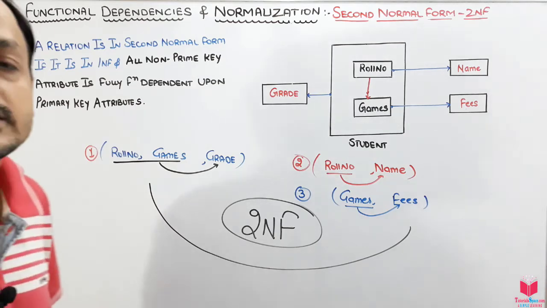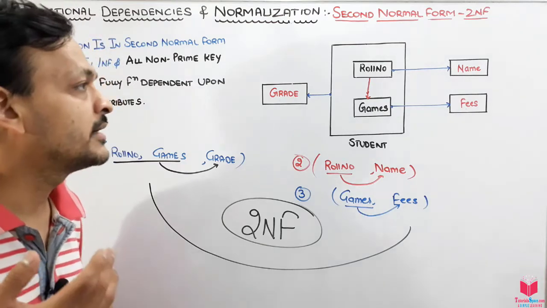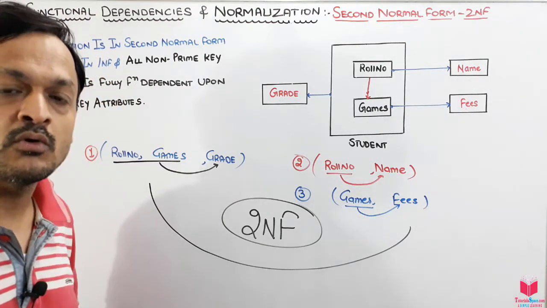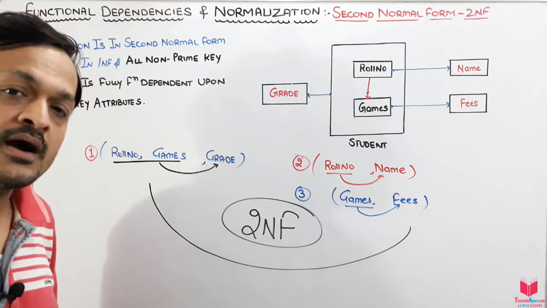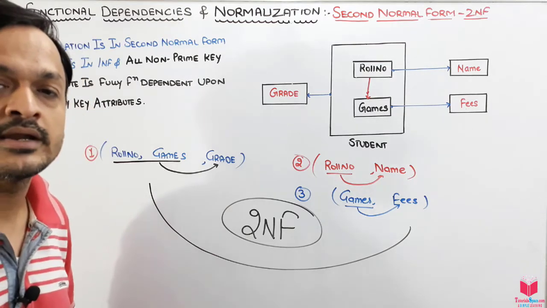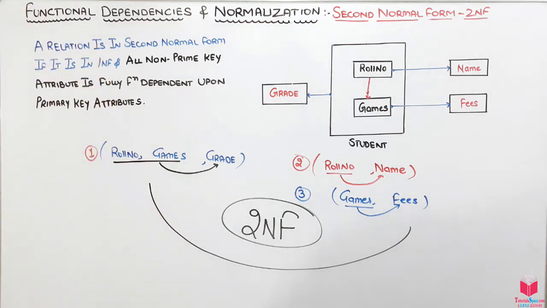In the next session we will discuss the axioms, because we have to do the closure concept, so we have to do many axioms here. We will discuss that, then we will do the axioms. After that we will discuss how to find the candidate key, then the third normal form. Okay guys, so this is all about the second normal form.